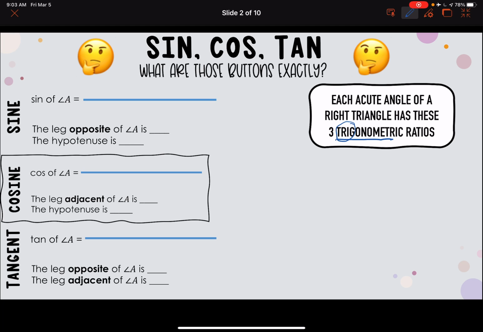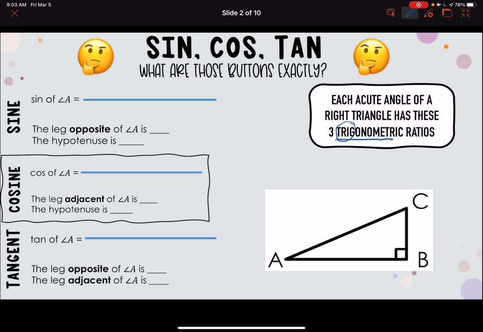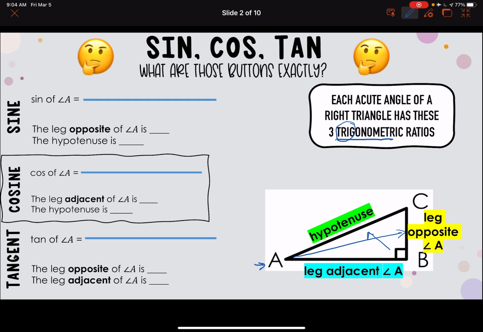All right, now this is sine, cosine, and tangent. And we're going to be using this triangle here. We're going to be using angle A, so I'm going to label this triangle and all of its sides. First things first, we're going to label our hypotenuse, which is across from our right angle. Then we've got this side, which is opposite angle A. That leg is opposite angle A. And then we've got AB, which is the leg adjacent angle A.